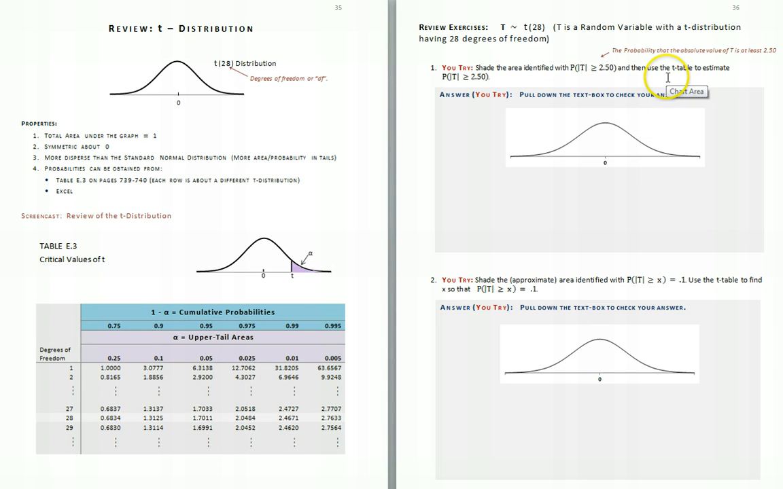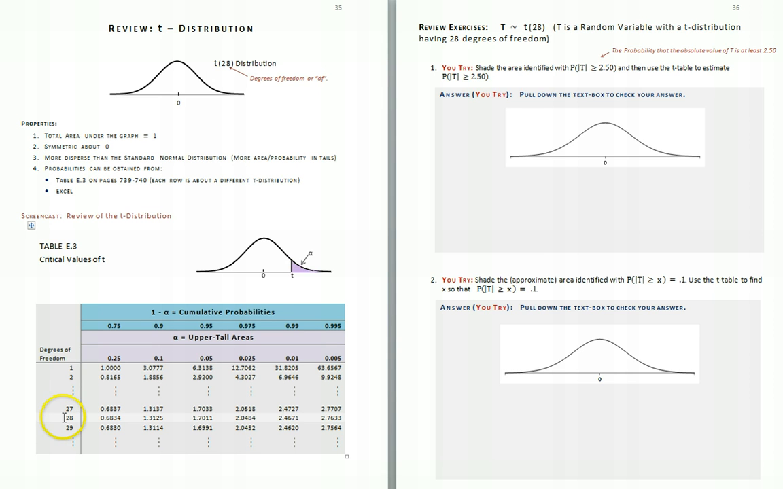The problem then asks you to use the t-table to estimate the probability in question here, the probability of the absolute value of t being bigger than or equal to 2.50. Here's our plan. We're going to look at the table and find in the 28 degrees of freedom row a number as close to 2.50 as we can find, and then we can look up to the top row and see what the area is to the right of it.